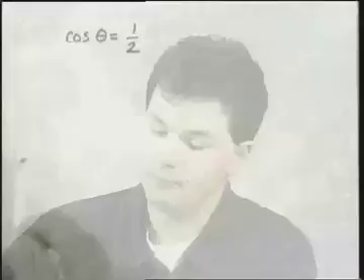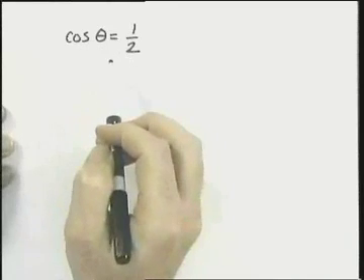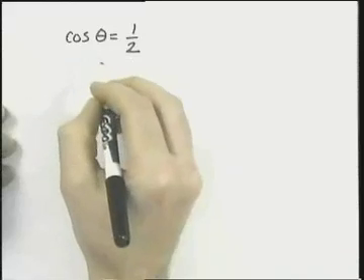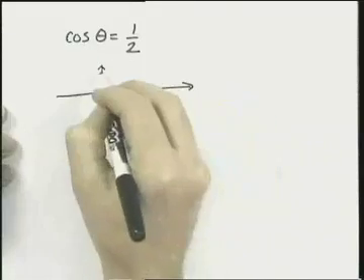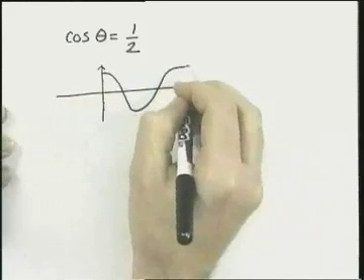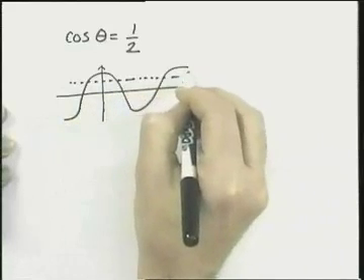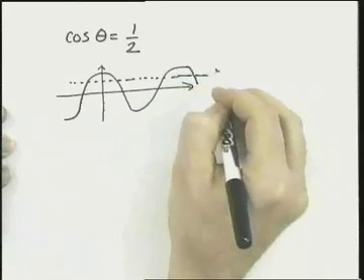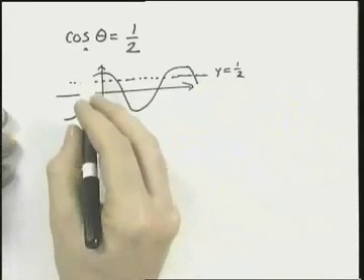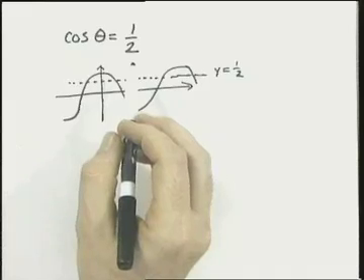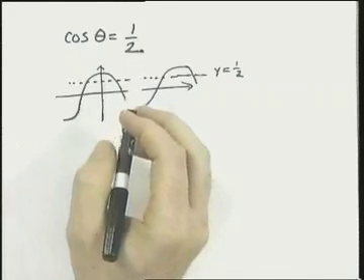Let's go through a problem in which we solve cosine of theta equals 1/2. If you think about the graph of y equals cosine of x, the graph behaves like this. Therefore, for y equals 1/2, we're going to have an infinite number of solutions. So the first step in solving cosine of theta equals 1/2 is finding all the solutions in the interval between 0 and 2 pi.